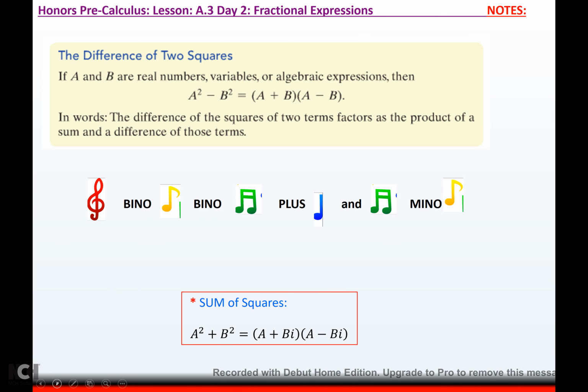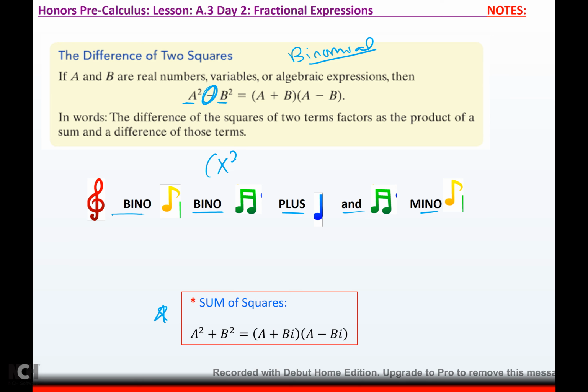Alright, difference of two squares. Difference of two squares only works if the two terms, first of all, it has to be a binomial. This cannot be a trinomial, so there can only be two terms. And they both have to be perfect squares, and the middle sign has to be a minus. There's no such thing, well there is, but at this point in your life, we don't factor sum of squares. Okay, there's the factorization of it, but we're not going to be interested in that today. And the song goes, bino, bino, plus and mino.